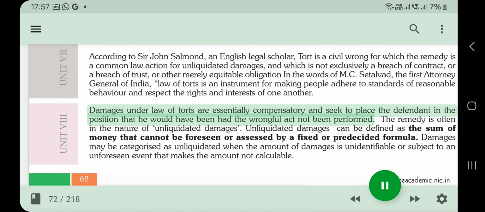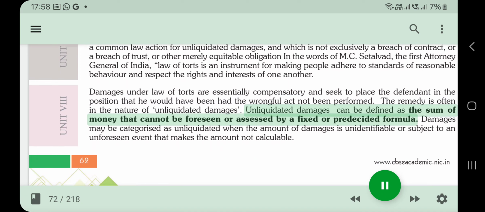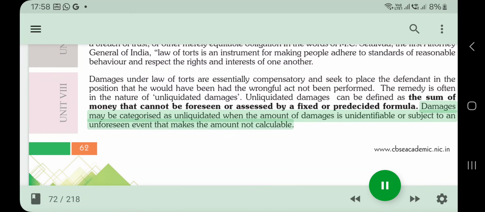Damages under law of torts are essentially compensatory and seek to place the defendant in the position that he would have been had the wrongful act not been performed. The remedy is often in the nature of unliquidated damages. Unliquidated damages can be defined as the sum of money that cannot be foreseen or assessed by a fixed or pre-decided formula. Damages may be categorized as unliquidated when the amount of damages is unidentifiable or subject to an unforeseen event that makes the amount not calculable.